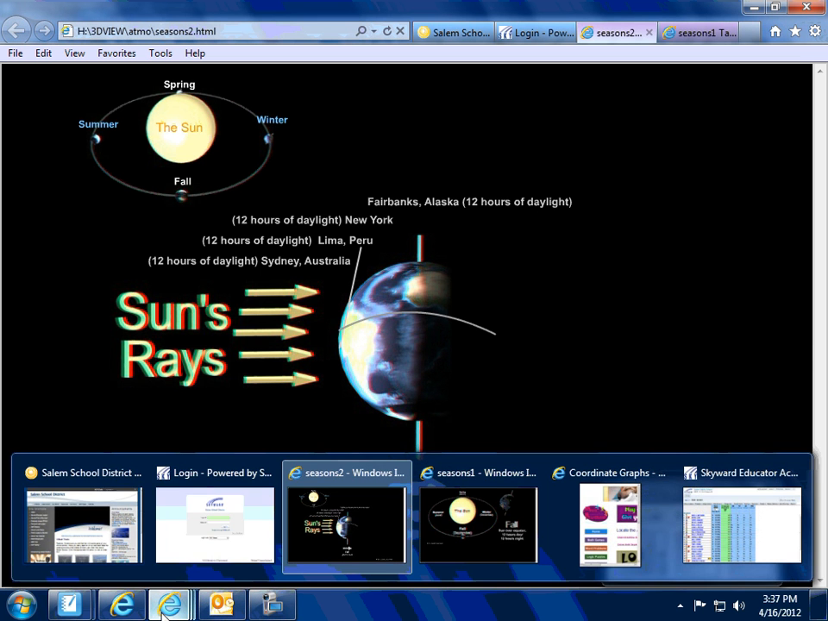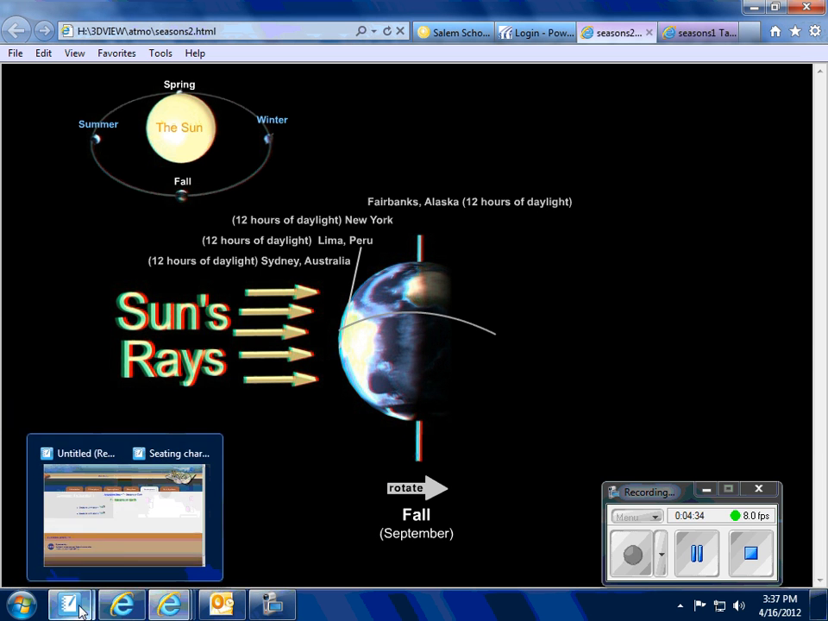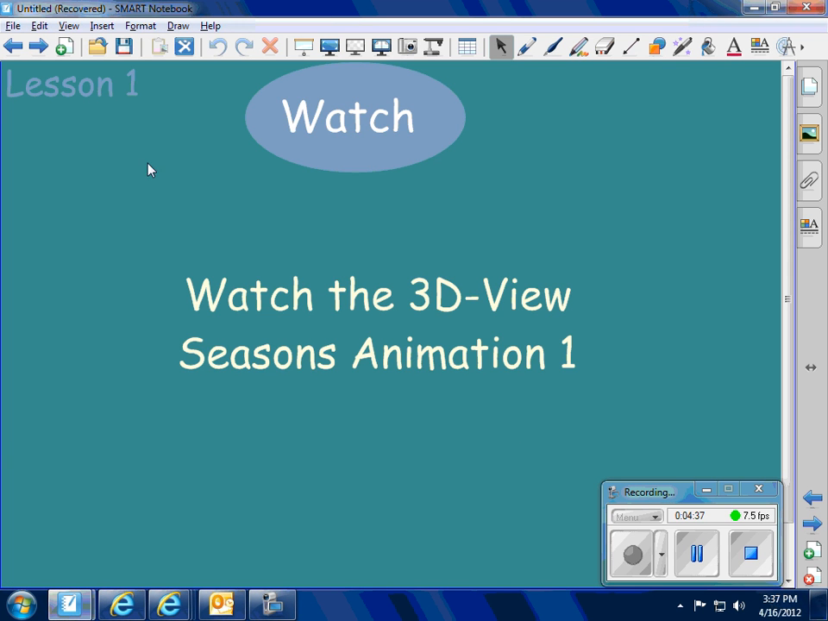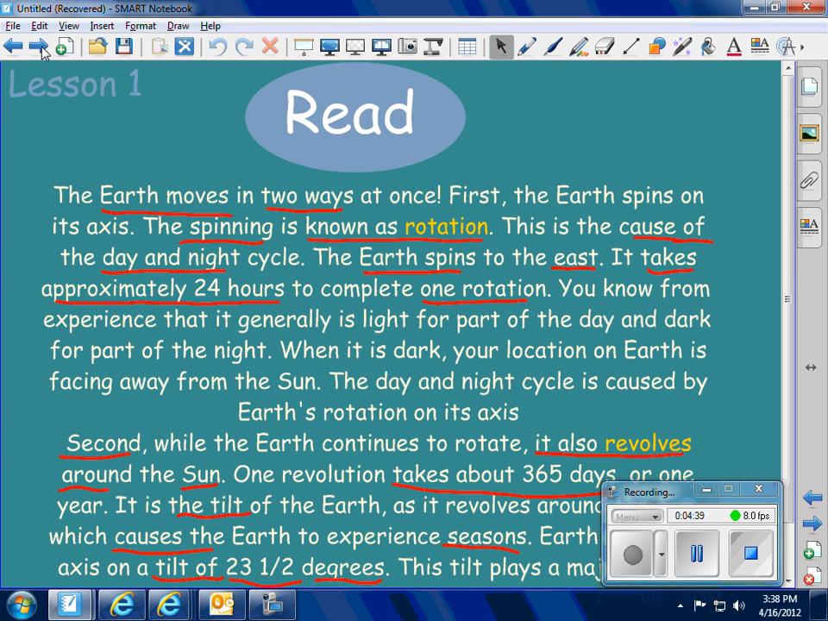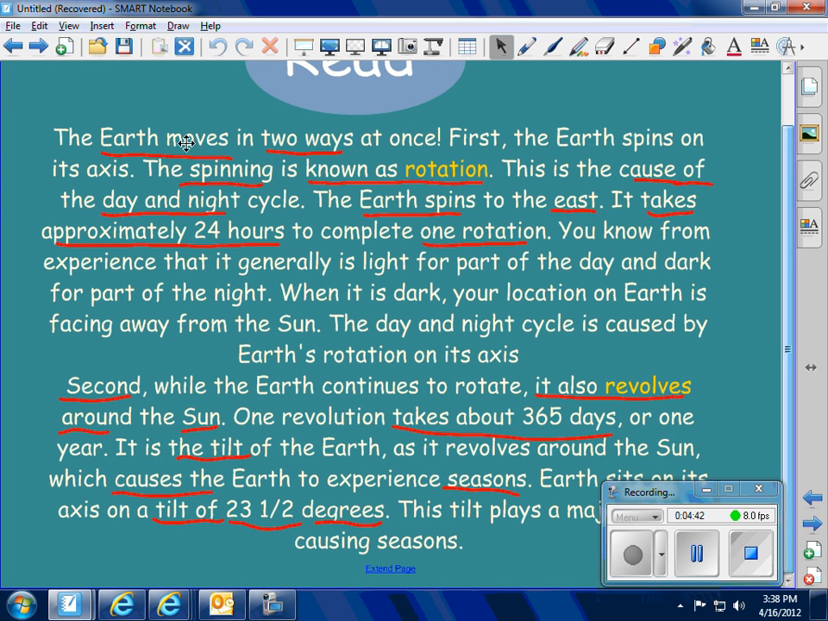So to answer our question of why do we have seasons, it can be explained right here on this sheet. The way that the Earth moves, we move in two ways. We rotate, we spin. That gives us our day and night cycle. It takes about 24 hours to make one rotation. We know that because when the sun's up, it's day, and when the sun's not in the sky, it's night. The second way that we move is around the sun. We revolve around the sun. It takes about 365 days.